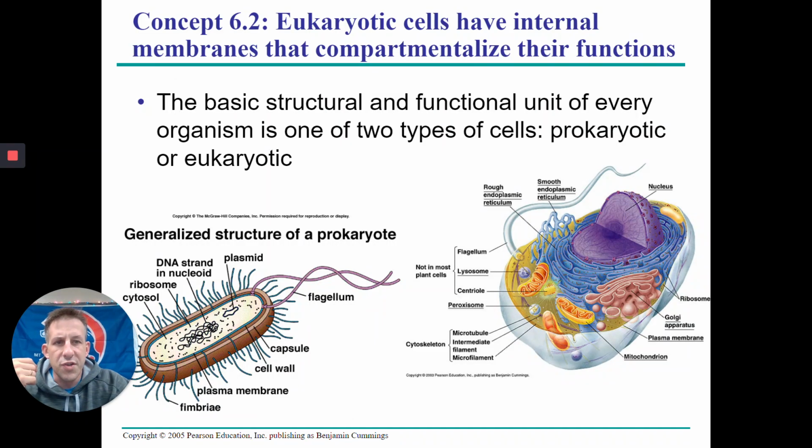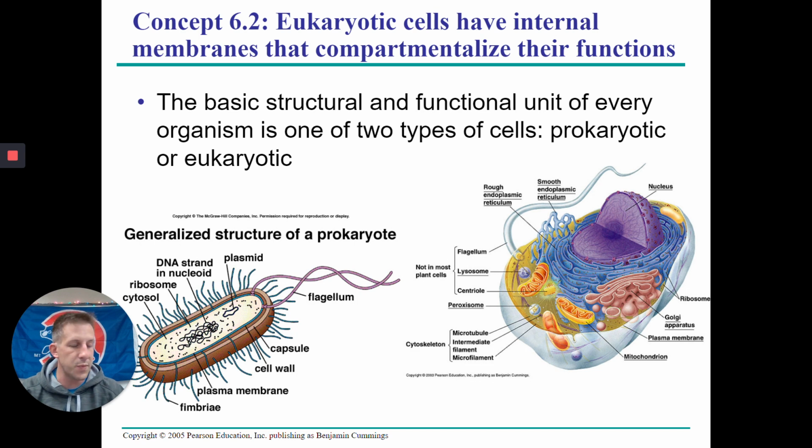Okay, so let's just start here with section 6.2 in the book, which outlines the differences between eukaryotic cells and prokaryotic cells. There are two basic different types of cells that we generally categorize. One is called the prokaryote, one is called the eukaryote.